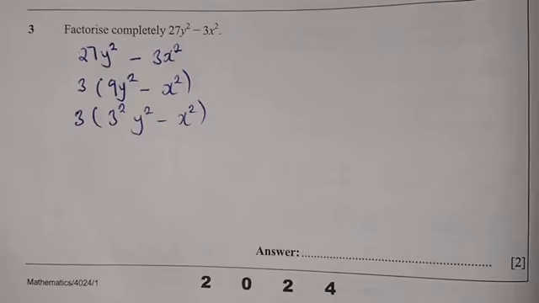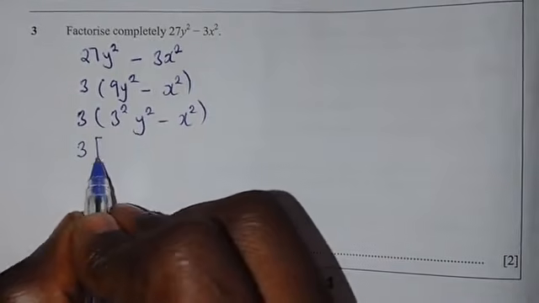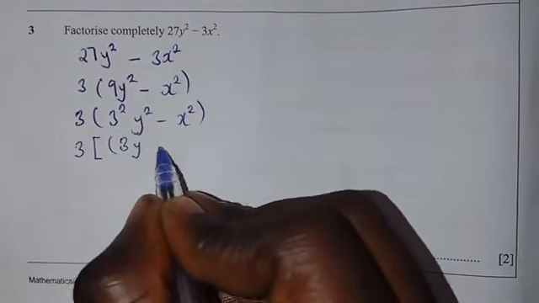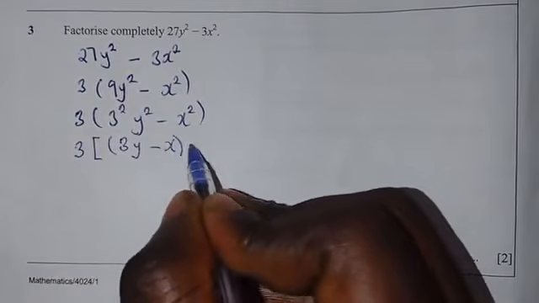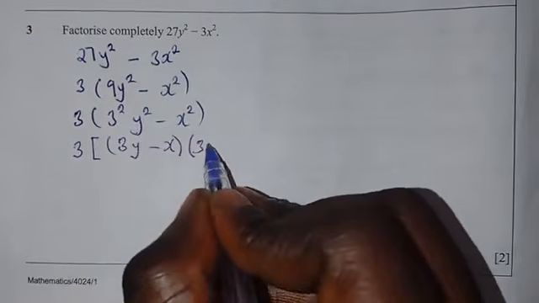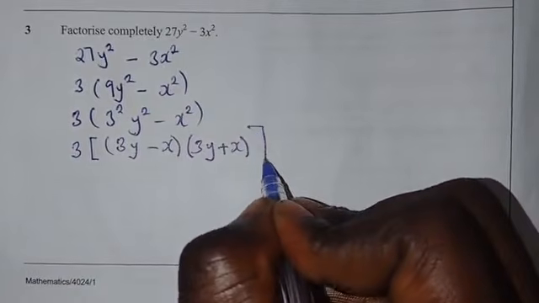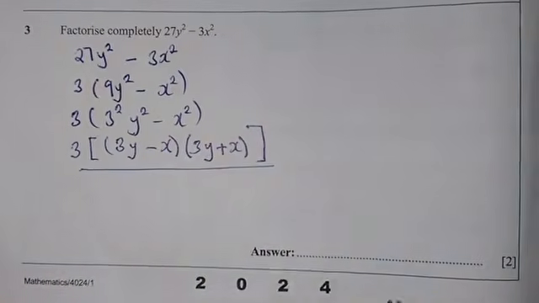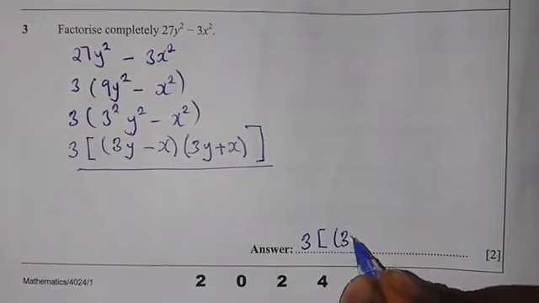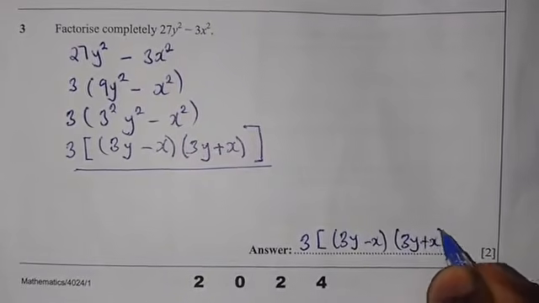Right, so now from here, what we are going to do is this. We are going to write 3, then open square bracket. So we'll be picking 1, we pick 3 here, we also pick y, then minus this x. We close. Again, we pick another 3 because it's 3 power 2. Then y, then plus x. We close, then square, close square bracket. So this is our answer. So our answer is 3, then we have 3y minus x, then we have 3y plus x.